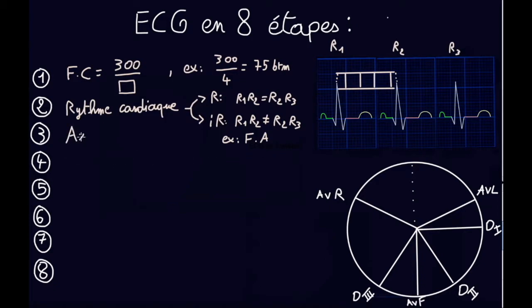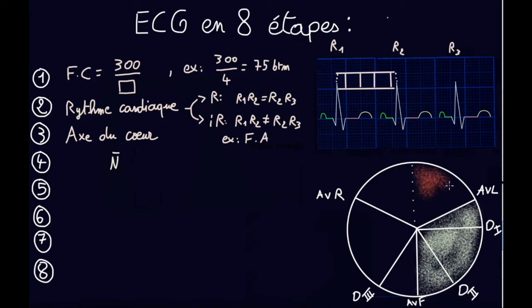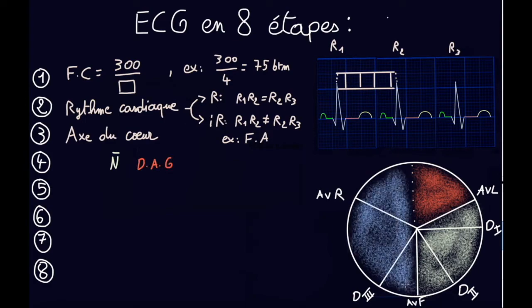The third step is the electrical axis of the heart. With the yellow color, I will mark off the normal axis of the heart between AVL and AVF. The red color defines the left axis deviation. And lastly, in blue, the right axis deviation.